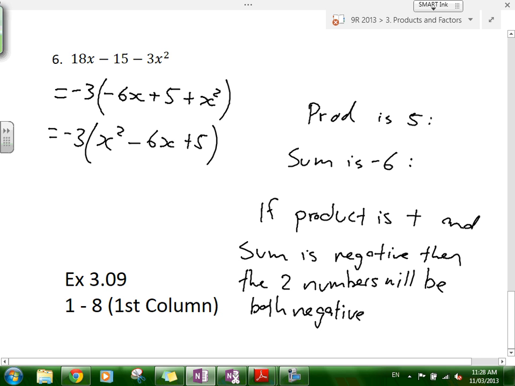If you know what I think it is? Yeah, it's minus 5 and minus 1. So minus 5 times minus 1 is equal to 5. Minus 5 plus minus 1 is equal to minus 6.